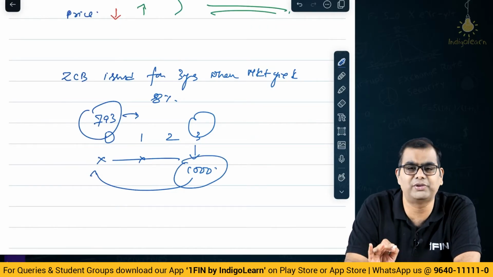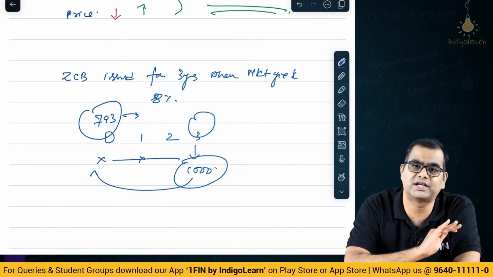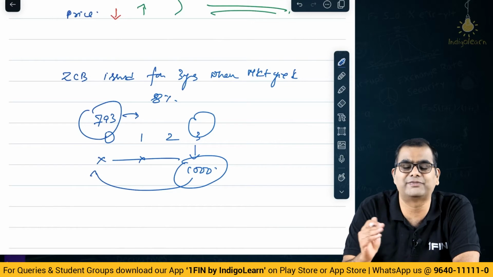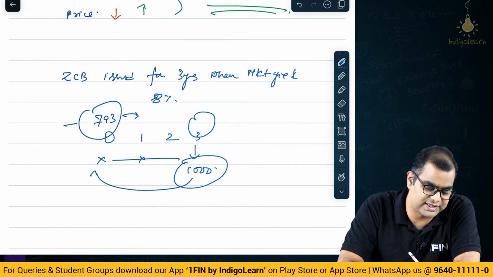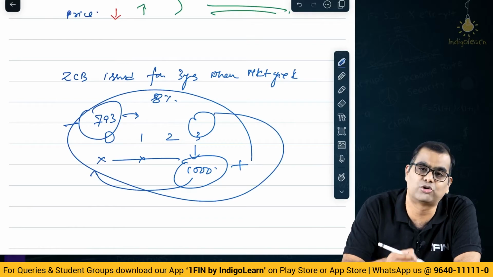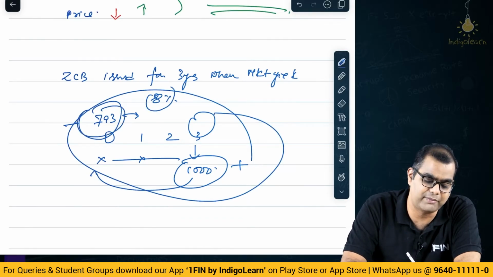So, it is a very simple logic. Zero coupon bond means the coupon value is 0, so all payments are 0 except for the maturity payment. Initially you invest 793, you get back 1000. In between, what happens? Interest accrues on this 793 at the same 8%.